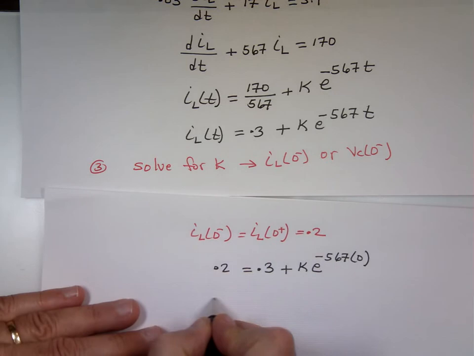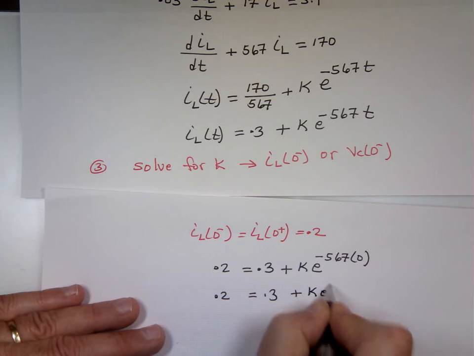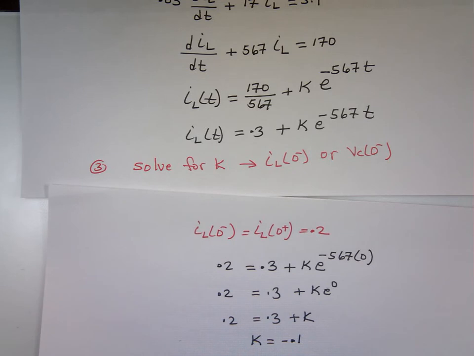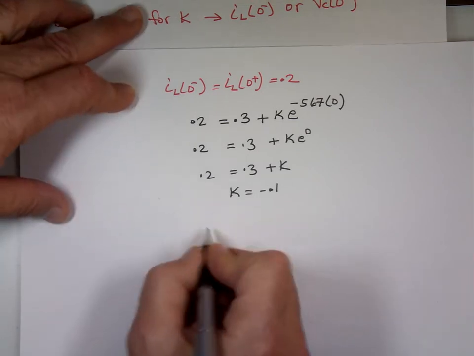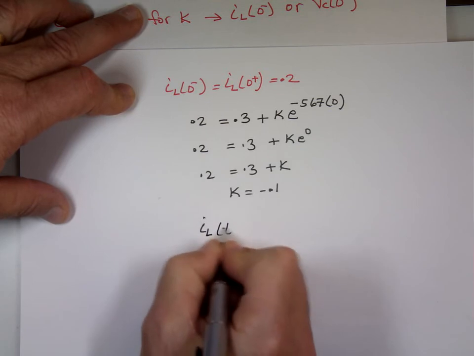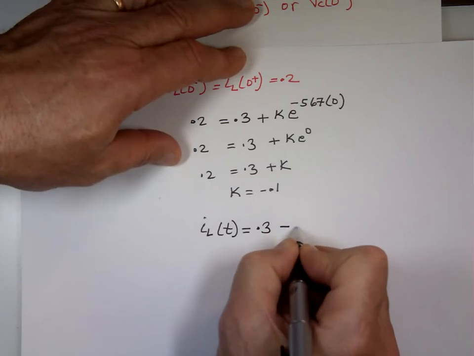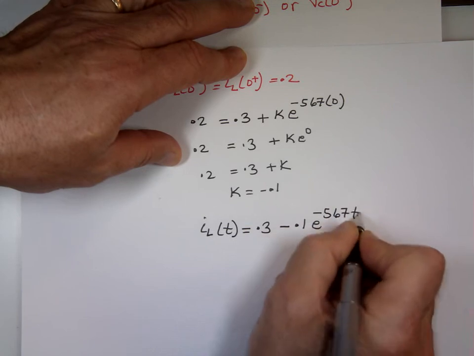0.2 equals 0.3 plus K e to the 0. What's K? K is negative 0.1. So now my current through the inductor equals what? 0.3 minus 0.1 e to the negative 567t for t greater than 0.